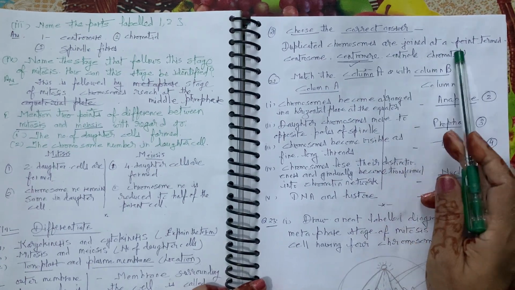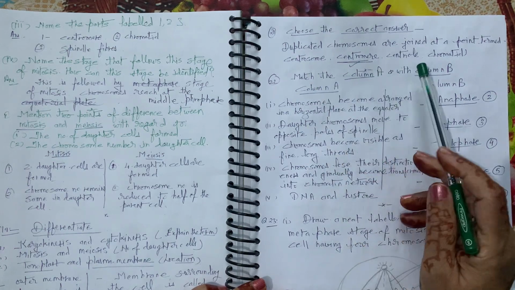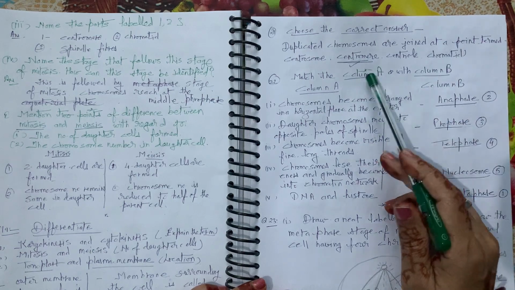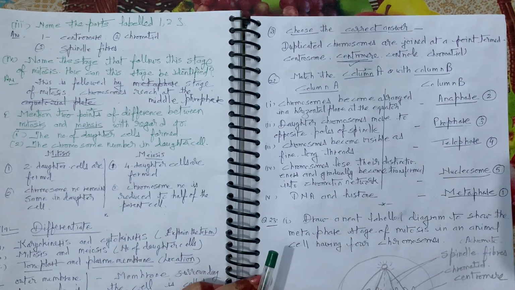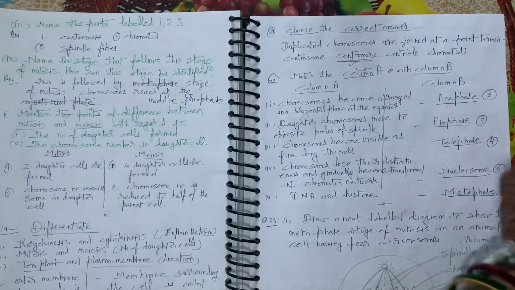Duplicated chromosomes are joined at a point termed centrosome, centromere, centriole, or chromatid. They are joined at the point termed centromere, right?